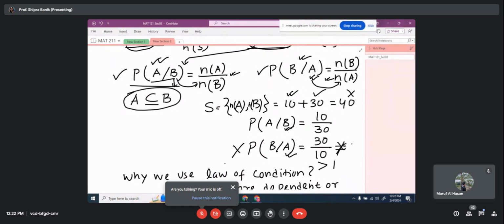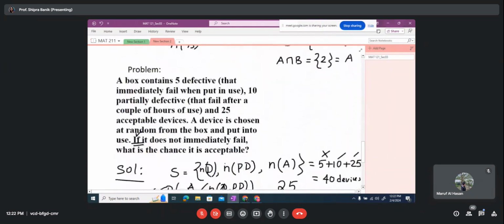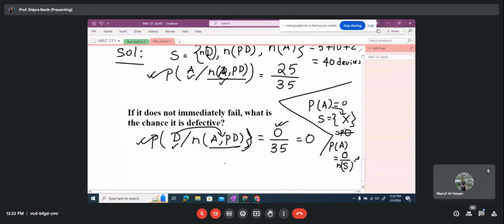Recall this one: A must be a subset of B. Which one is our B here? This is our B. Similarly, this is our B, so it is our A given B. Here we see A is not a subset of B, and this is the reason this story is happening. Another one: a device cannot be defective and also acceptable. Is it a possible case?